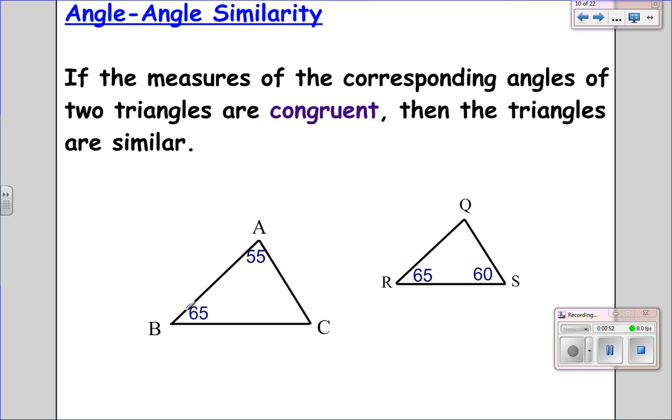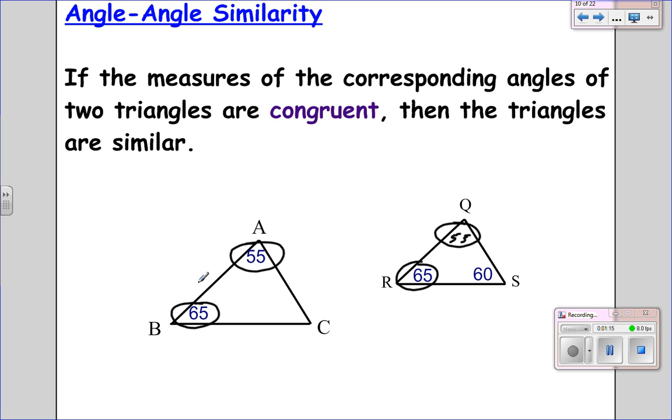So if we can find two angles, like 65 and 65, and let's solve for our missing angle here, it's going to be 55, so 55 and 55. If we can find just two angles that are congruent, then we know the triangles are similar. Once again, we don't know they're congruent, but we do know they're similar. If they're similar, that means the sides, of course, are proportional.